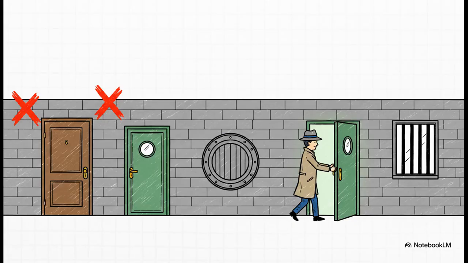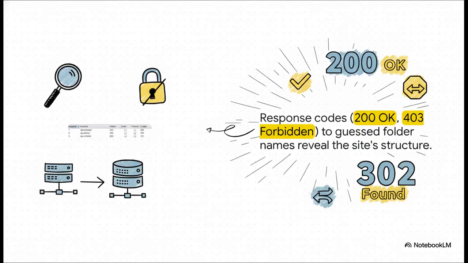So once they have a good idea of the technology involved, they start looking for doors. And I don't just mean the front door everyone uses. They're looking for hidden side entrances, forgotten back doors. And to do that, they use a technique called door busting, which is basically just a fancy word for trying to guess common file and directory names to see what opens. Let me show you how it works.